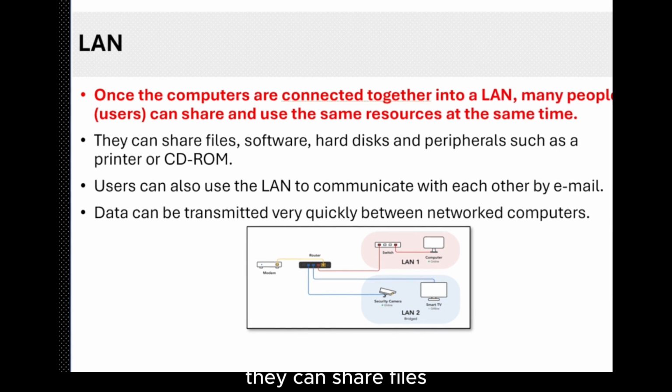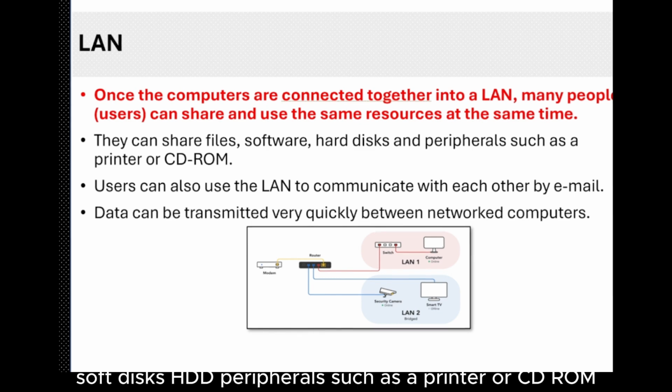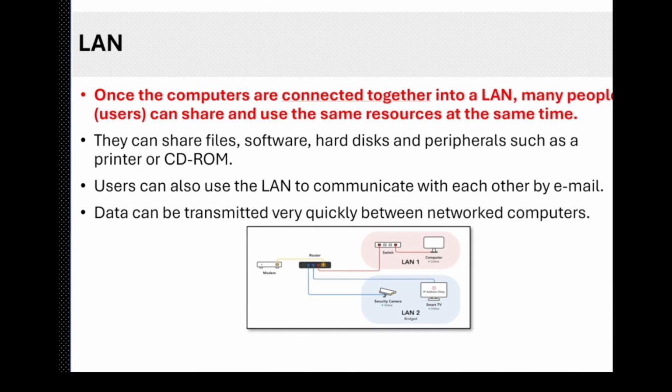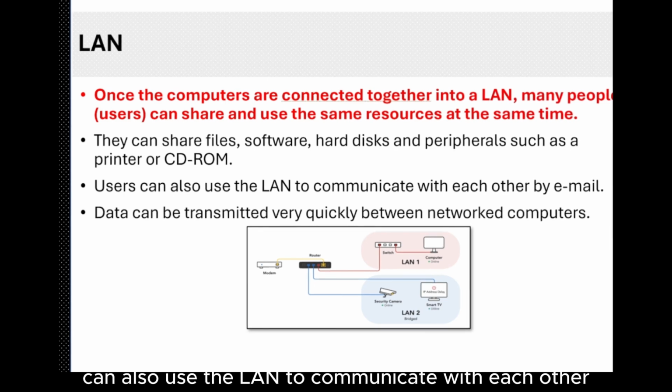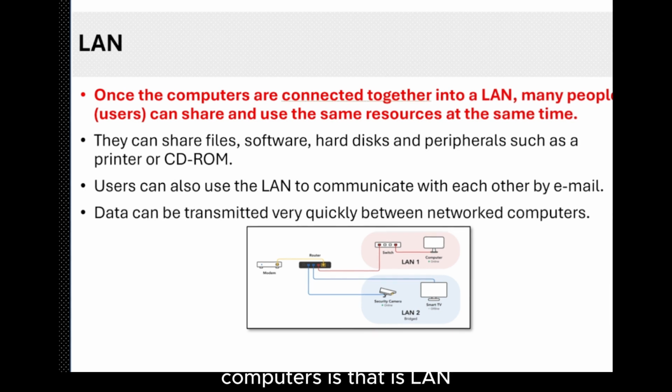They can share files, software, hard disks, and peripherals such as a printer or CD-ROM. Users can also use the LAN to communicate with each other via email. Data can be transmitted very quickly between network computers. Okay, so that is LAN.